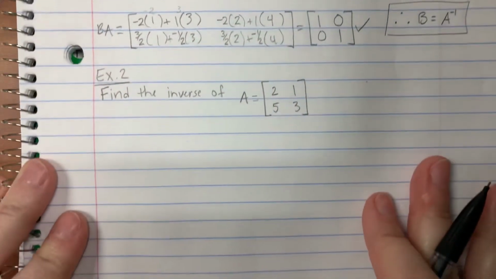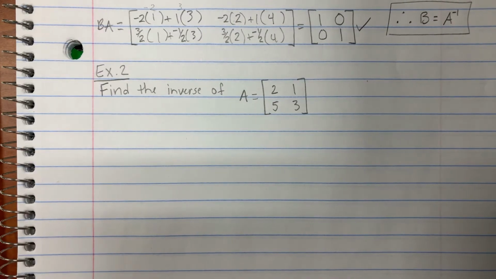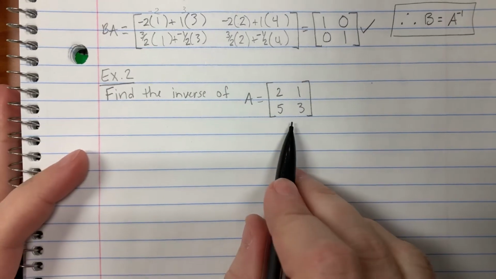Okay, this second example, this is my absolute favorite part of chapter 6. So finding the actual inverse. A lot of people get super frustrated with it. For some reason, I really like it. So you guys will just have to let me know how you feel about it. So example 2 says find the inverse of this.